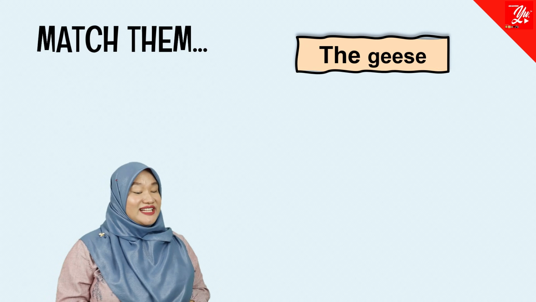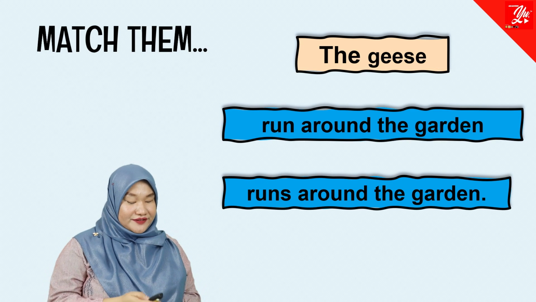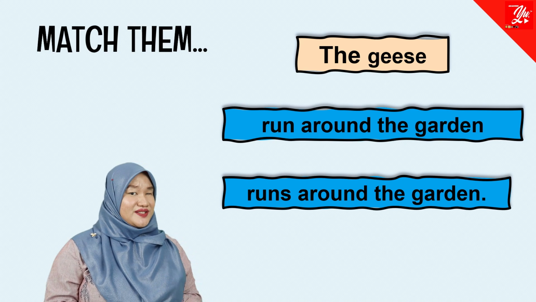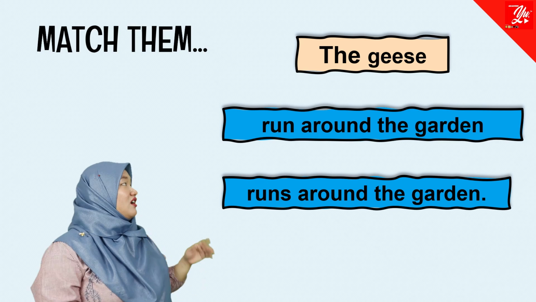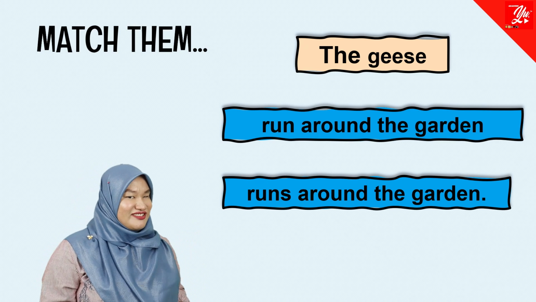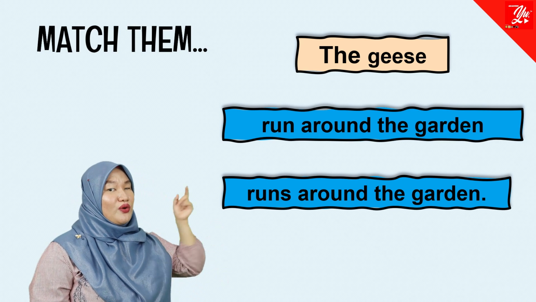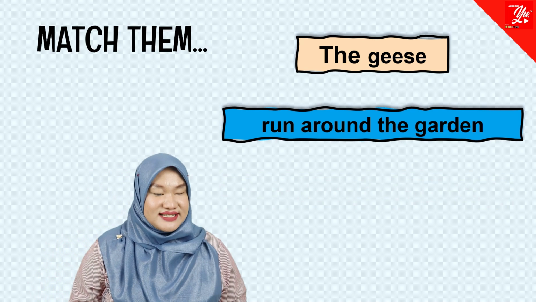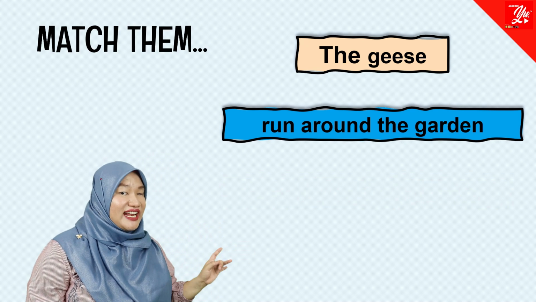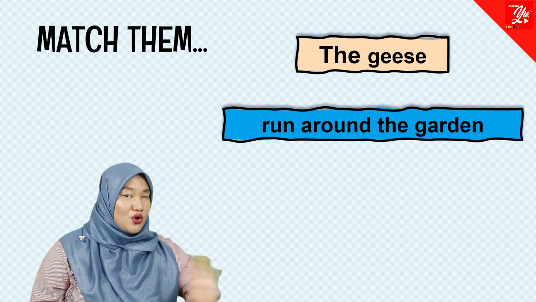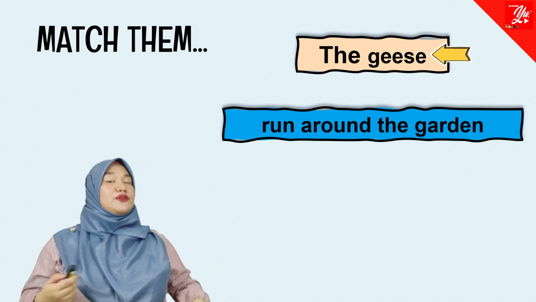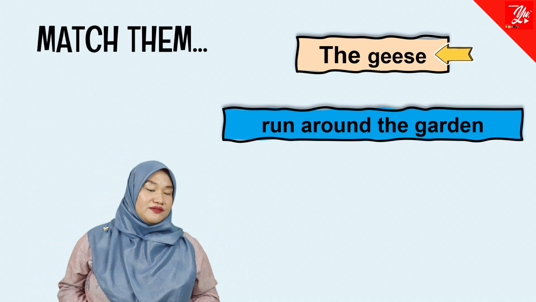So let's match them. The first one, the geese. Which one do you think? The geese run around the garden, or the geese runs around the garden? The one with no S or the one with an S at the end? So the right answer is the geese run around in the garden. Run with no S. Why? Because the word geese is the plural noun. Okay, the singular noun for geese is goose.